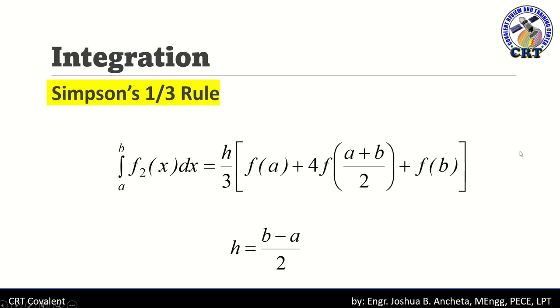Let's discuss the second method, Simpson's one-third rule. To get the integral of the function f(x) dx with limits a to b, we have this formula: h over 3 times the quantity f(a) plus 4 times f((a+b)/2) plus f(b), wherein h is (b minus a) over 2.